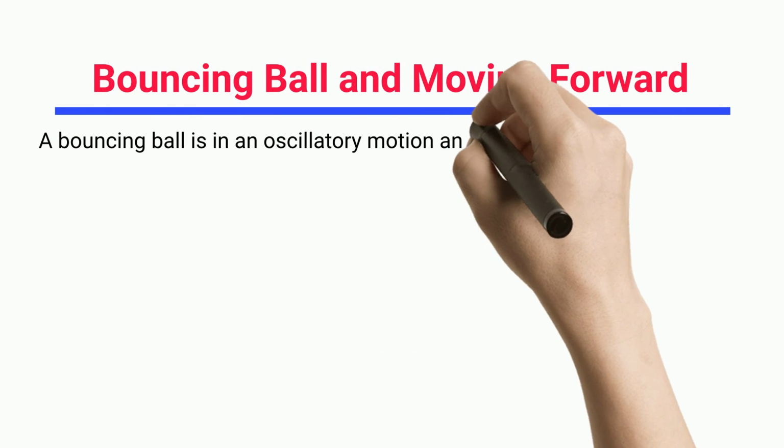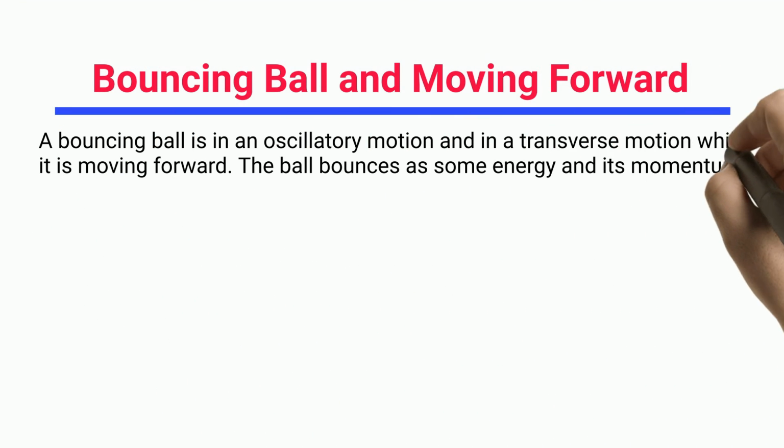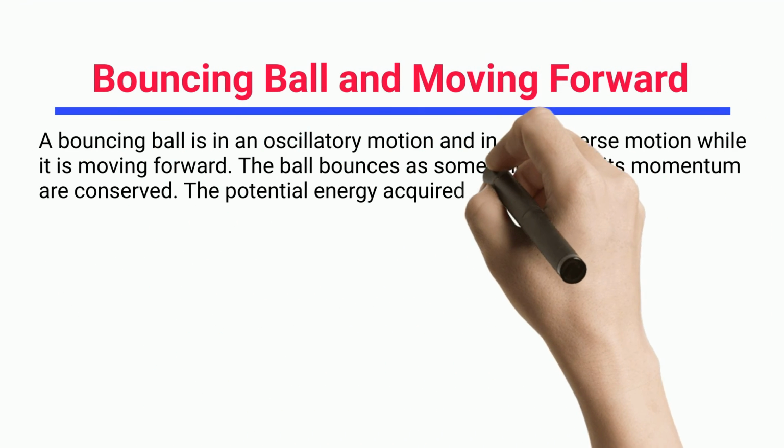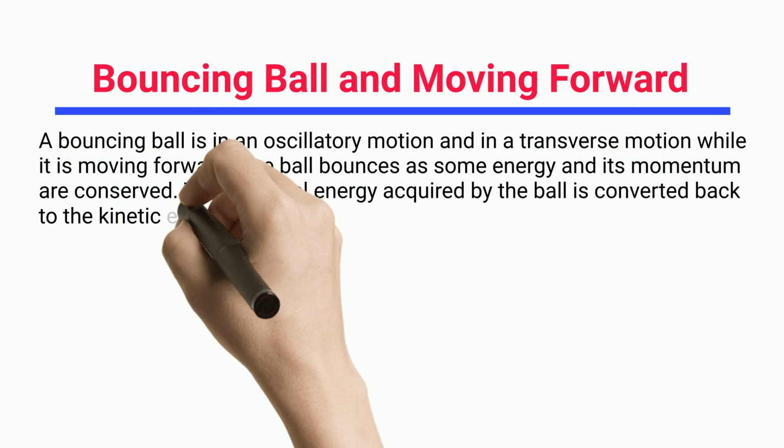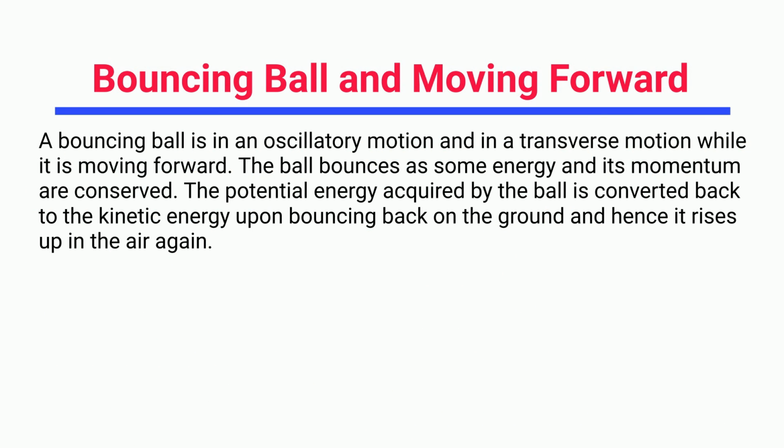Bouncing ball and moving forward. A bouncing ball is in an oscillatory motion and in a transverse motion while it is moving forward. The ball bounces as some energy and its momentum are conserved. The potential energy acquired by the ball is converted back to the kinetic energy upon bouncing back on the ground, and hence it rises up in the air again.